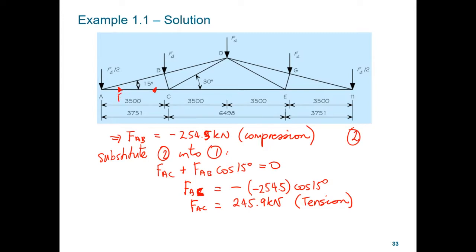That's going to be FAC equals 245.9 kilonewtons in tension. The other one was in compression, so the arrows are going out the way. FAB is equal to 254.5 kilonewtons, and that's in compression.